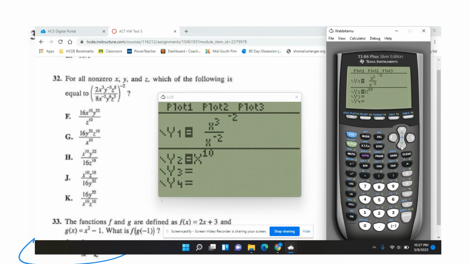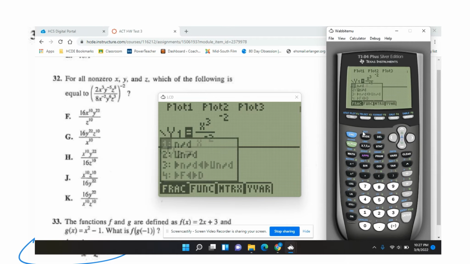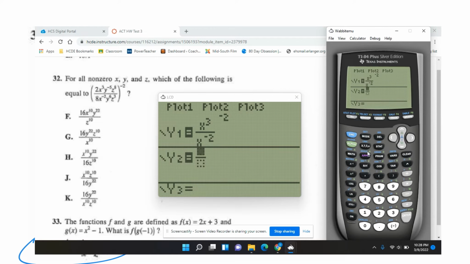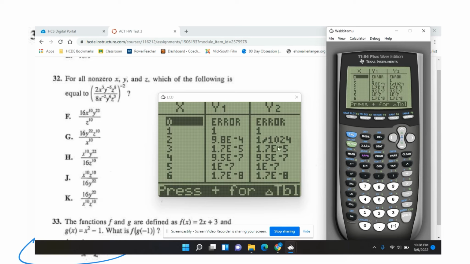Now let's just check this real fast. It's going to make sure that the other one is correct. Since x is in the denominator, it is 1 over x to the 10th power. And if this proves to have an equal table, well, that means that the answer is G or K. And you can see that those tables match identically. So the only question on G or K is, where is the Z supposed to be? Because their Y's are exactly the same.